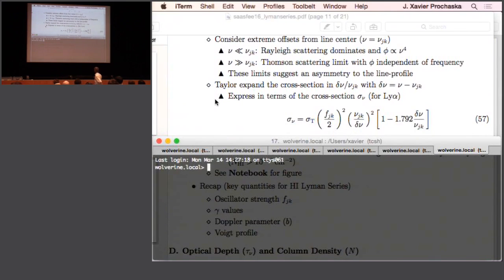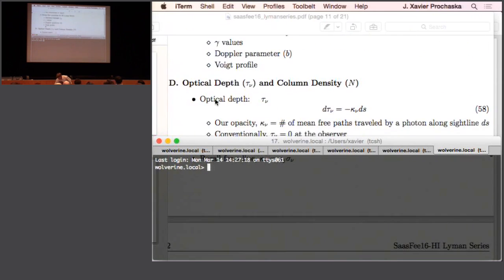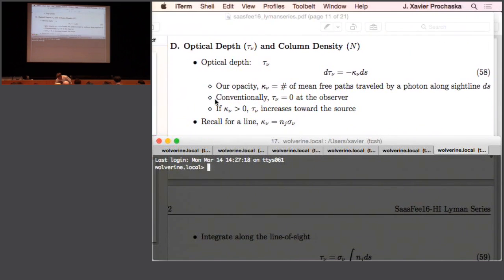Here's just the description now. This is the term that we've now worked out, basically from the Lorentzian for the line profile away from line center. This is the first order correction term to that, which is obviously asymmetric in the frequency offset. Good. Let's move on to other concepts.